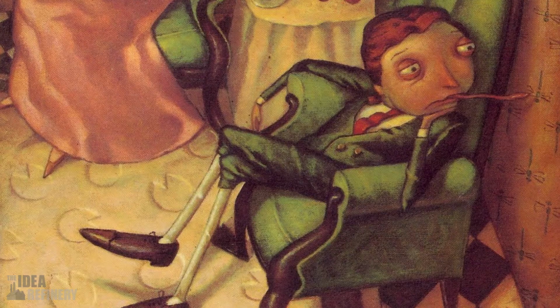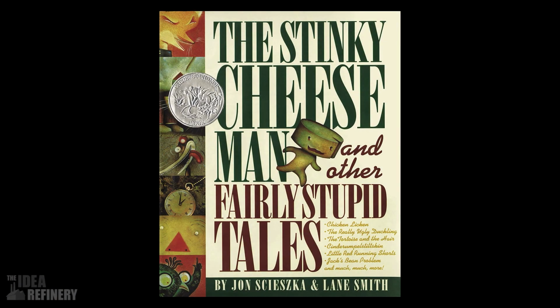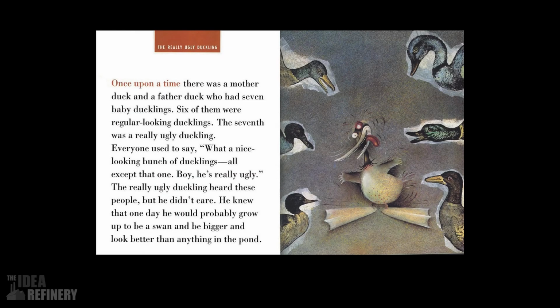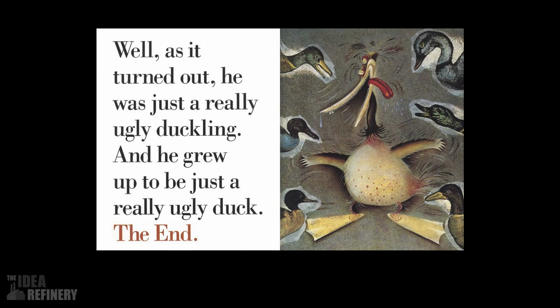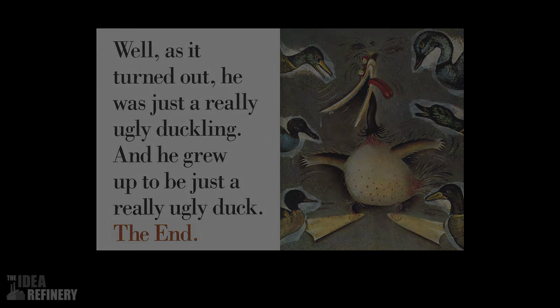John Scieszka is also the author of this book, The Stinky Cheese Man and Other Fairly Stupid Tales. Illustrated by Lane Smith, it has a number of short adaptations of classic fairy tales. For example, The Ugly Duckling, in which the ugly duckling, over the course of 4 pages, is revealed to be actually just a very really ugly duck, and not a swan after all.